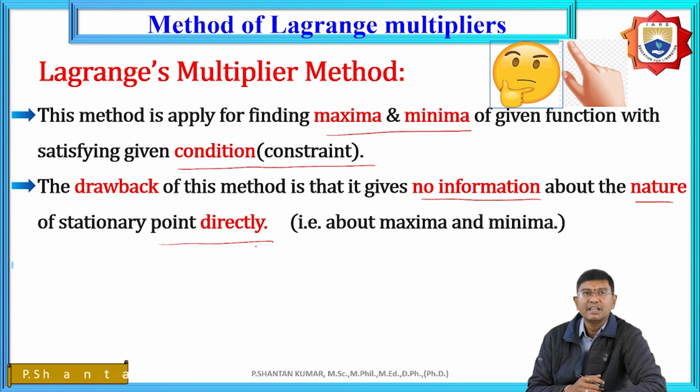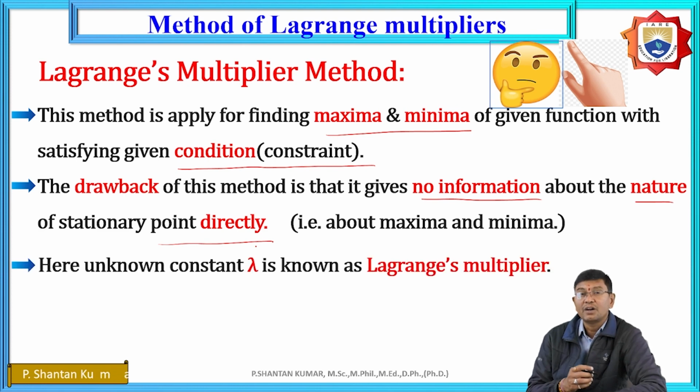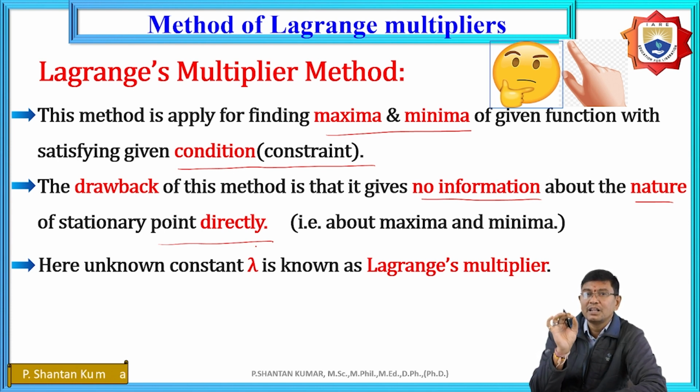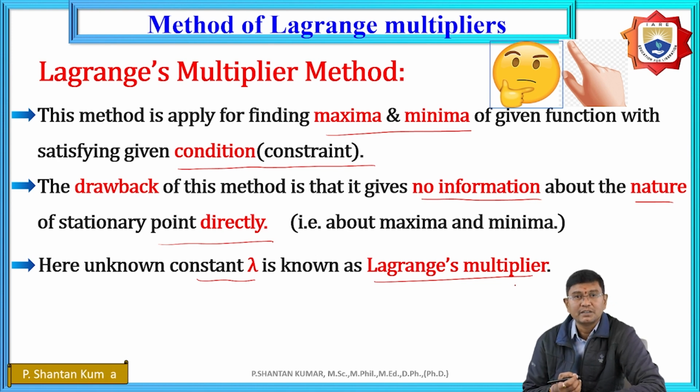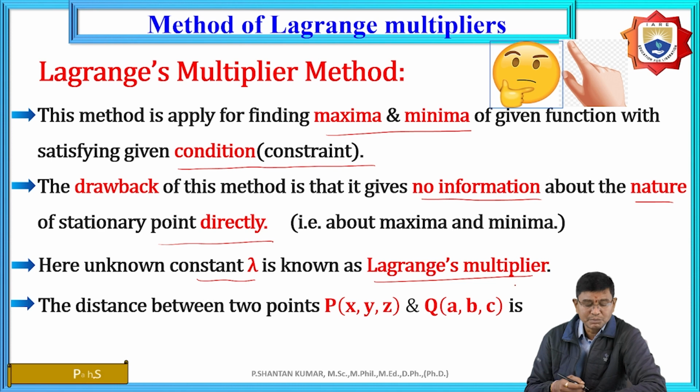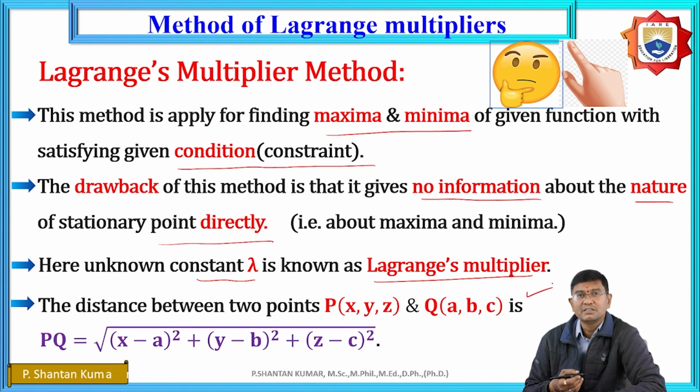And next, the unknown constant lambda is known as the Lagrange's multiplier. That means the two given functions are connected with one multiplier, which is lambda. That lambda is called the Lagrange's multiplier. These are the three important points we need to remember under the Lagrange's multipliers method. Also remember, for example, the distance between two points, for finding solutions. This is a useful formula.